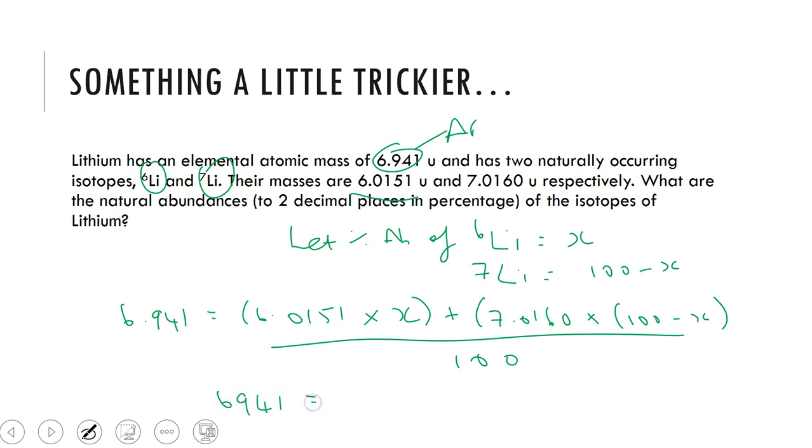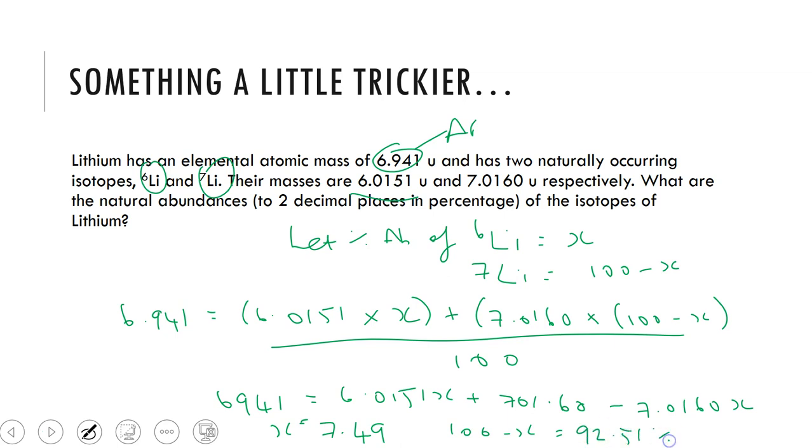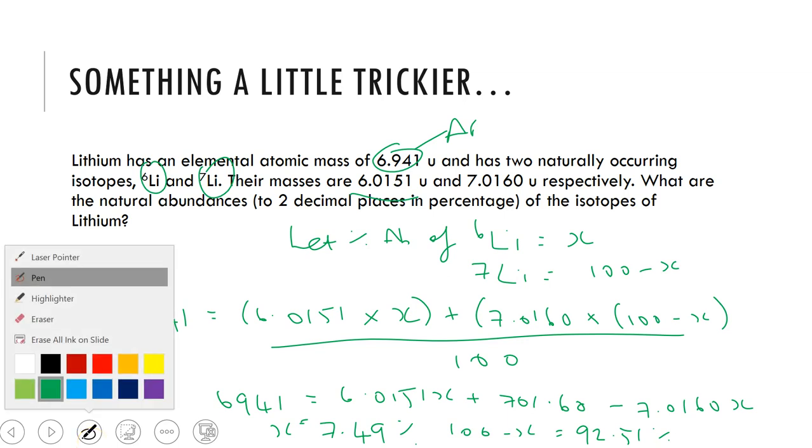694.1 is going to be equal to 6.0151x plus, and then we're going to multiply out across our brackets, so we will get 701.60, and then we're going to get minus 7.0160x. When we collect our like terms, what we will find is that x is going to equal 7.49, and if this is the case, we can work out what 100 minus x is going to equal, which is going to be 92.51%. So these will actually be the percentage abundances of each isotope.